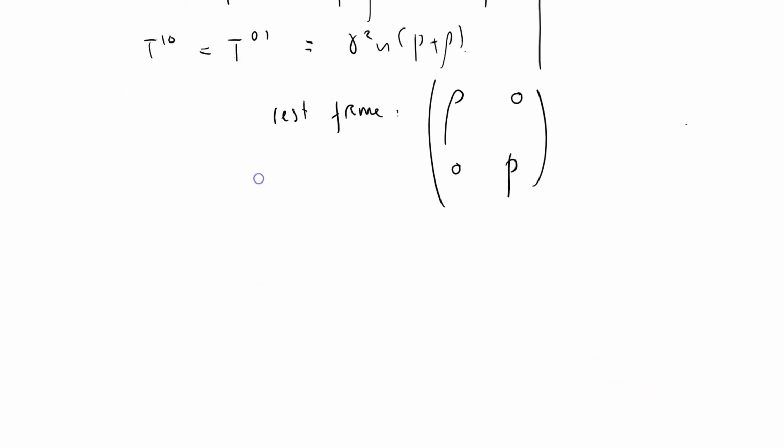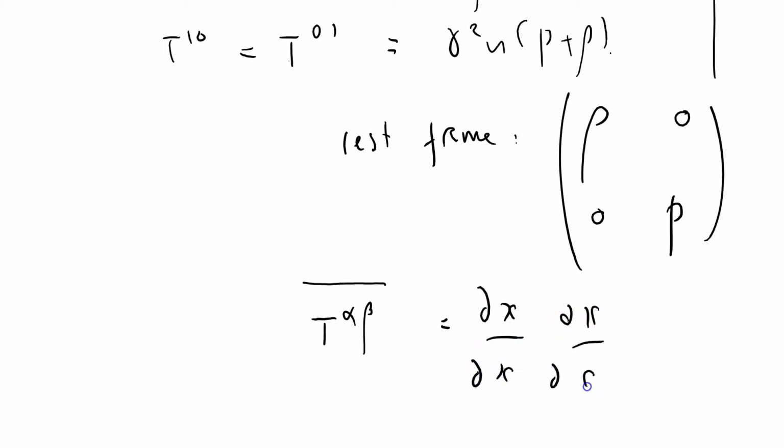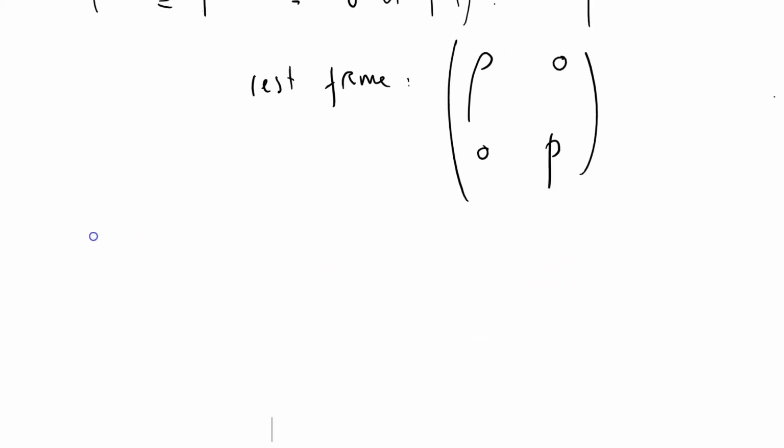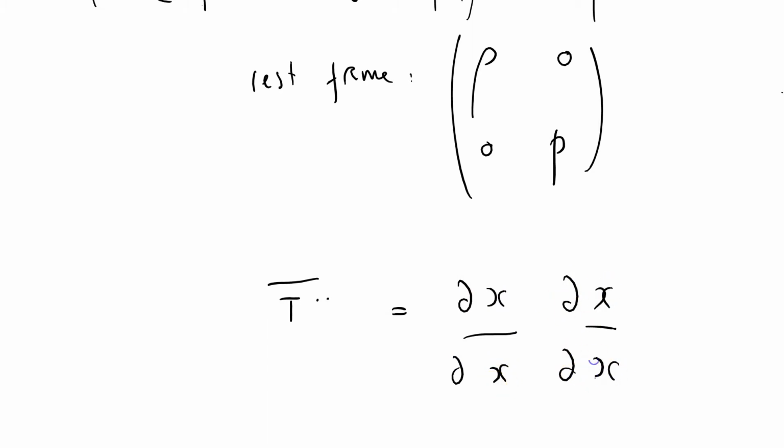So what I'm going to do now is remind myself that the stress energy tensor T alpha beta is actually a second order tensor. So I'm going to write down its components in a barred coordinate system using the dx, dx, dx, dx rules. I'm going to use different colours just to make it a bit more fun. Okay, so T bar something something equals dx, dx. I'm writing the skeleton out again, as we always do.